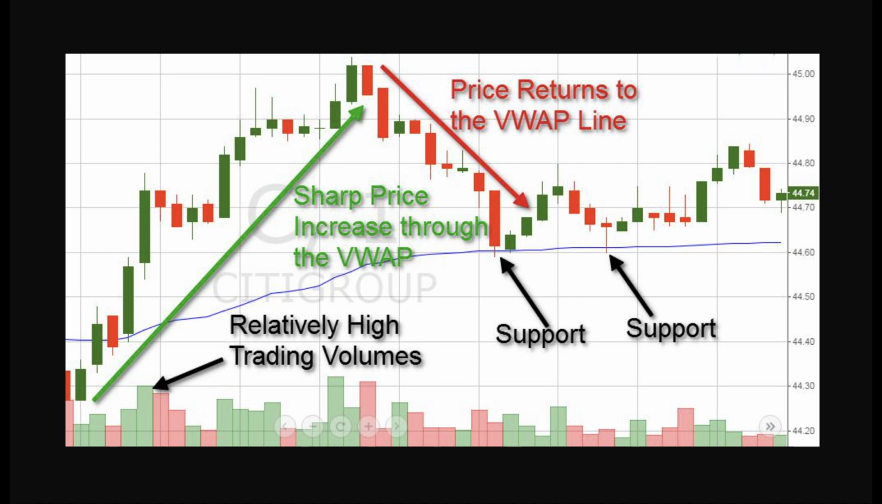The VWAP is $9.33. Let me know in the comments below which one you think won the trade. Is it the $10, $8, or $11?